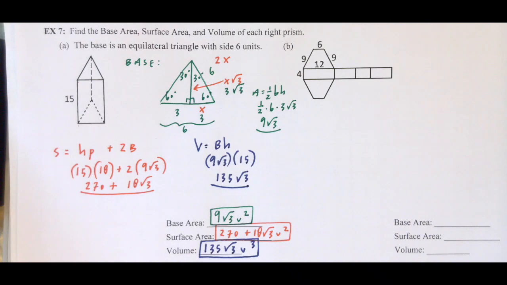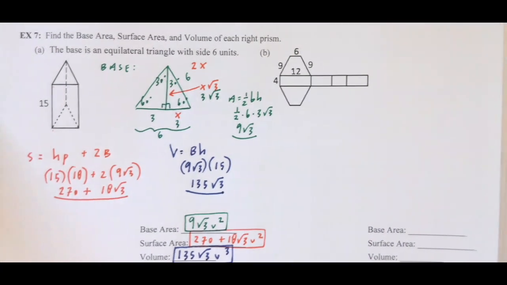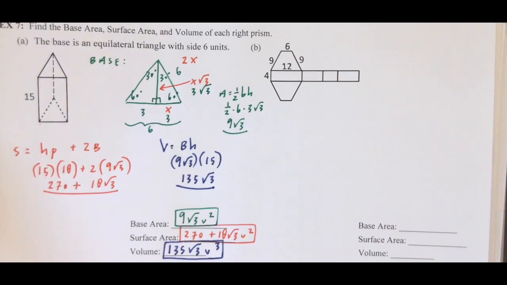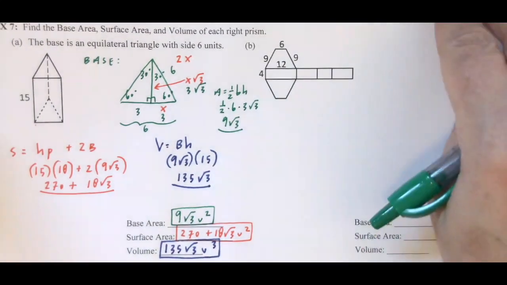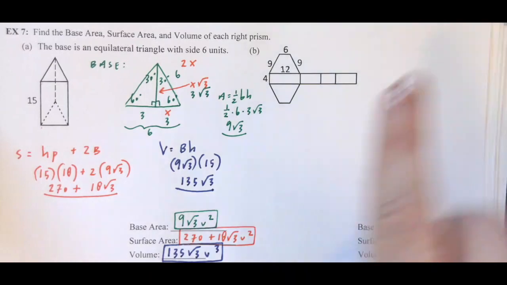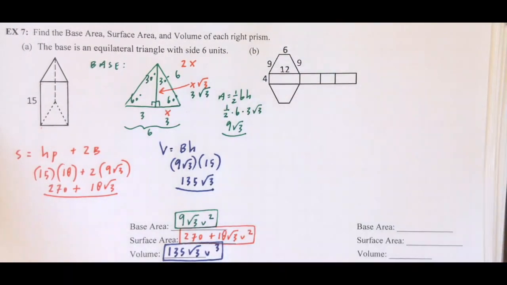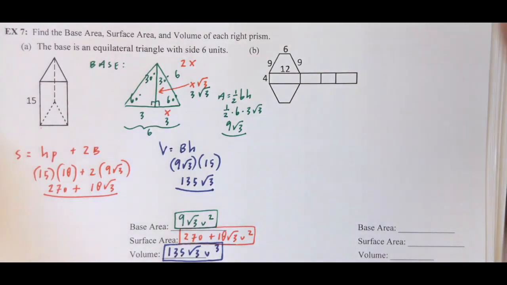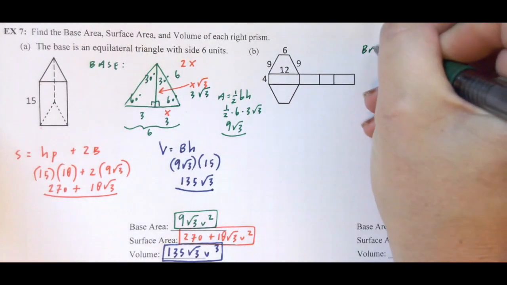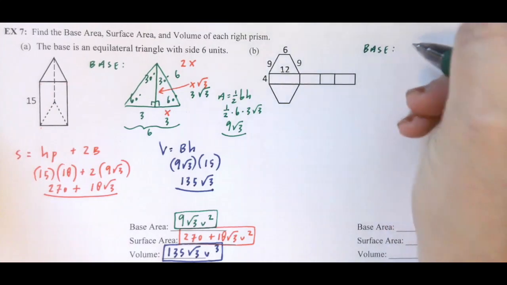Next one, we have an isosceles trapezoid as the base. Let me slide this over a little bit. So here again, I'm looking at that base shape first. That's the key to all of this. I have to get the base area correctly, because if I don't, I'm going to mess up surface area and volume. So I'm going to take a moment and draw out the base.